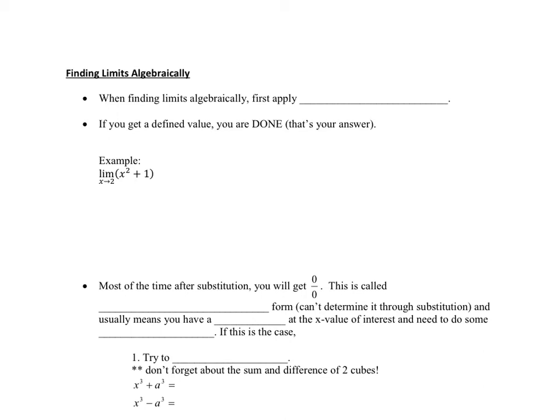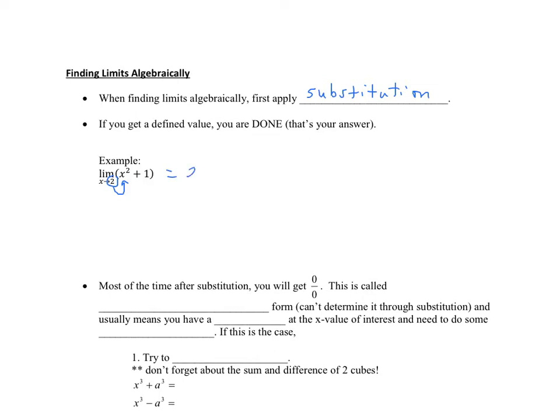Okay, we're going to look at how to find limits algebraically. To do this, you're going to first apply substitution. This simply means you're going to take whatever x value of interest we have in the problem, and plug it into the function where we see an x. So for example, in this problem x is approaching 2. So what we're going to do is substitute in 2 where we see an x into this function.